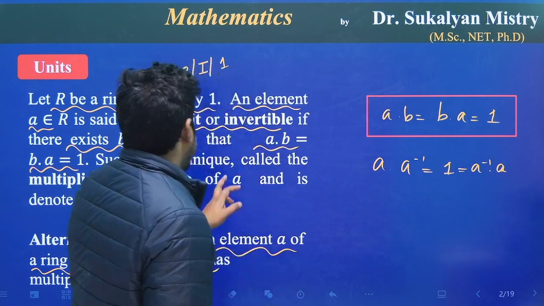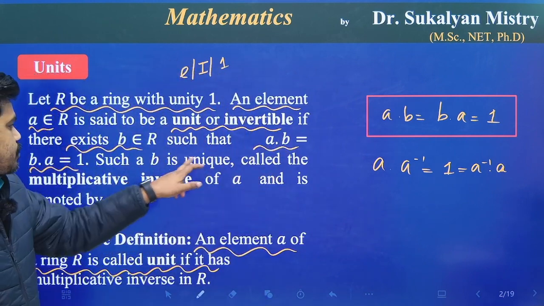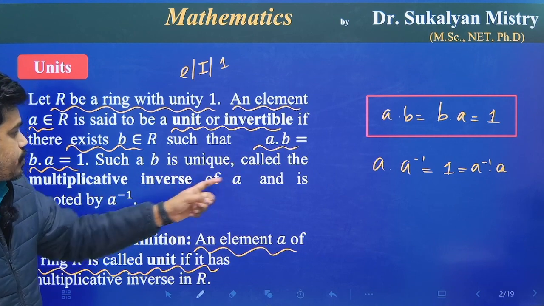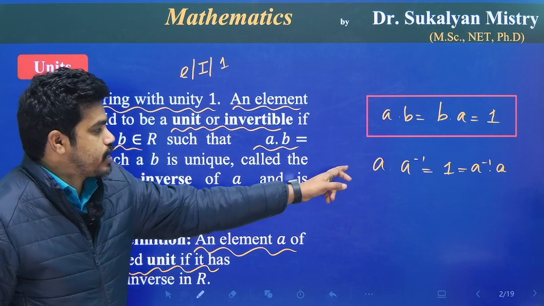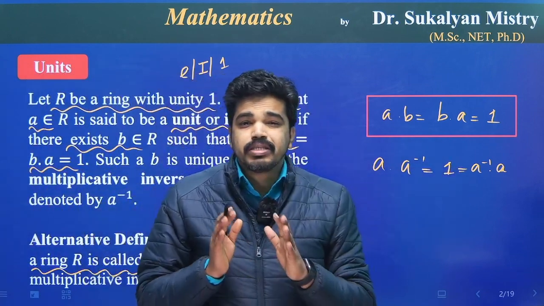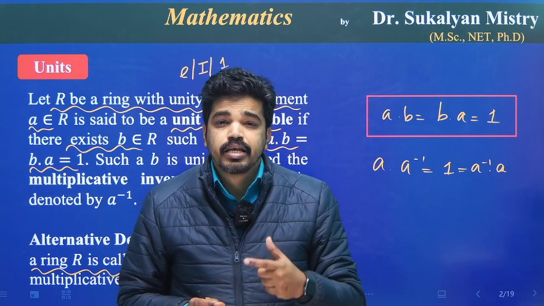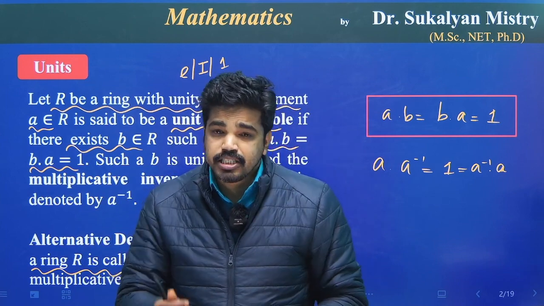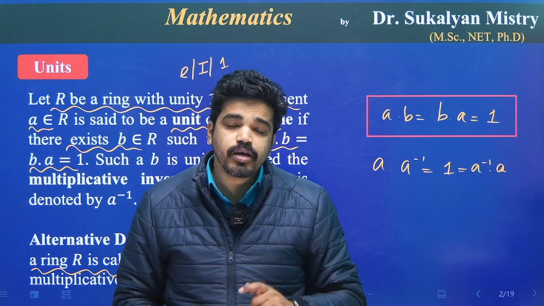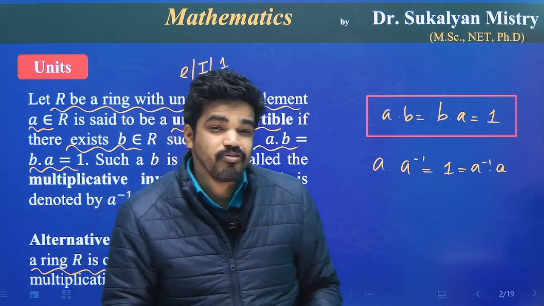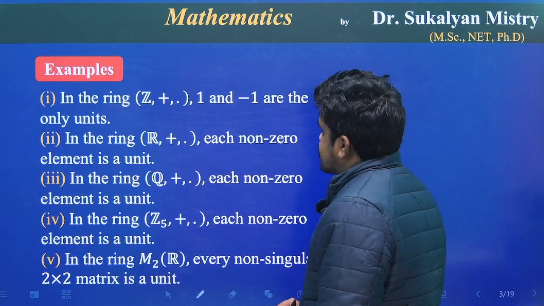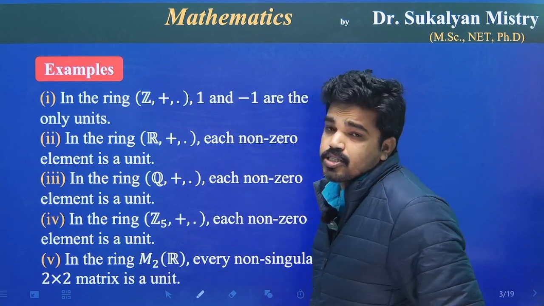Okay, ঠিক. And this B, such a B is unique and called the multiplicative inverse of A, and that is denoted by A inverse. So A dot A inverse is equal to 1. Okay, ঠিক আছে. So basically unit means it is a multiplicative ইনভার্স. যে সমস্ত এলিমেন্টের মাল্টিপ্লিকেটিভ ইনভার্স এক্সিস্ট করবে সেই সমস্ত এলিমেন্টগুলোকে বলবো আমরা ইউনিট অর ইনভার্টিবল এলিমেন্টস. ওকে, সো নেক্সট, সো লেট আস কনসিডার সাম এক্সাম্পলস অফ ইউনিটস.